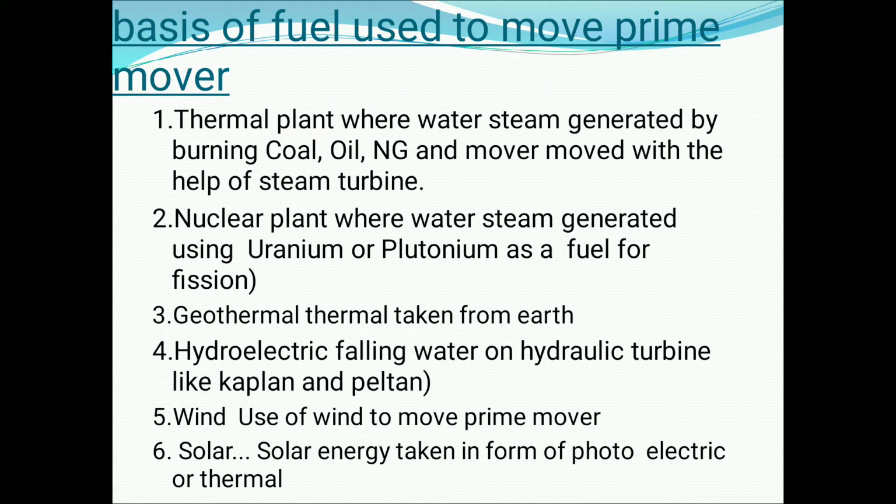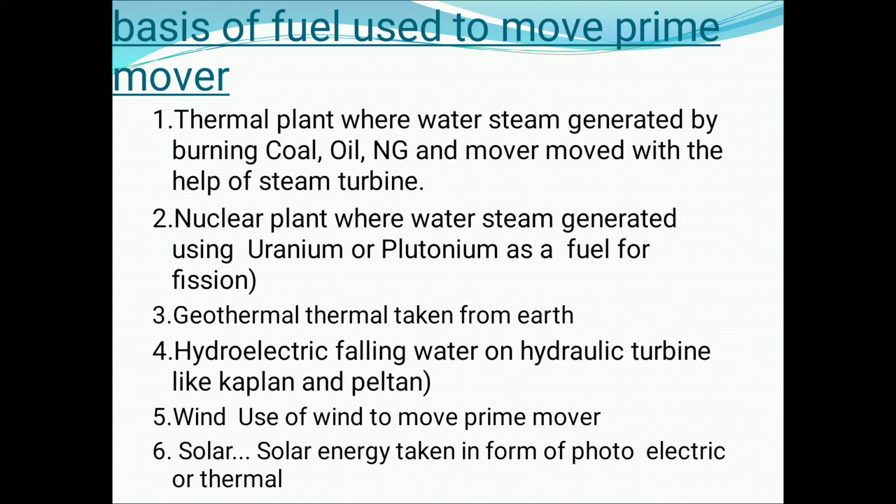And now we discuss the different types of power plant on the basis of fuel used to move the prime mover. First of all, we discuss the thermal power plant. In the thermal power plant, steam is generated by burning coal, oil, or natural gas, and using it the prime mover is moved with the help of a steam turbine.